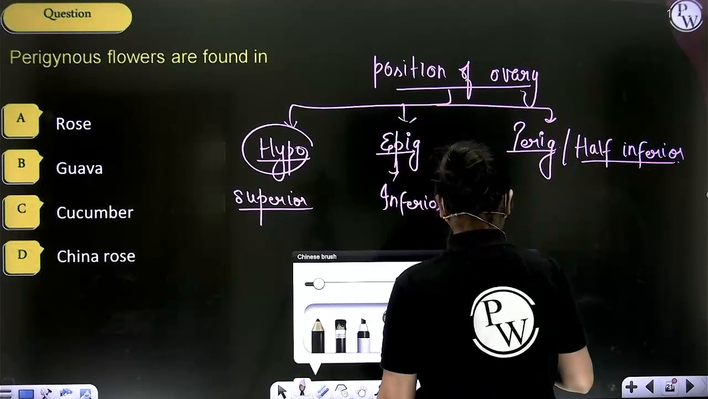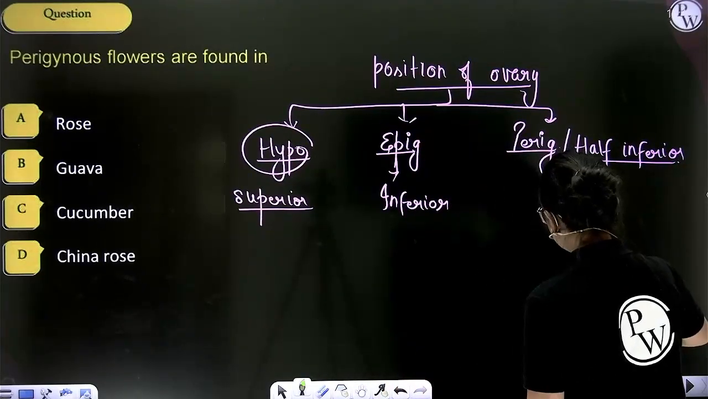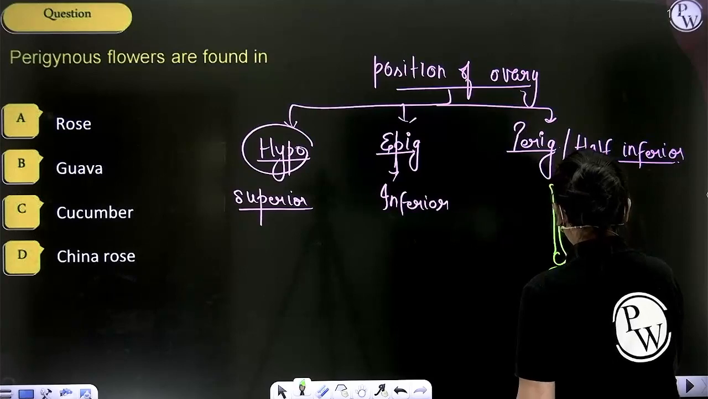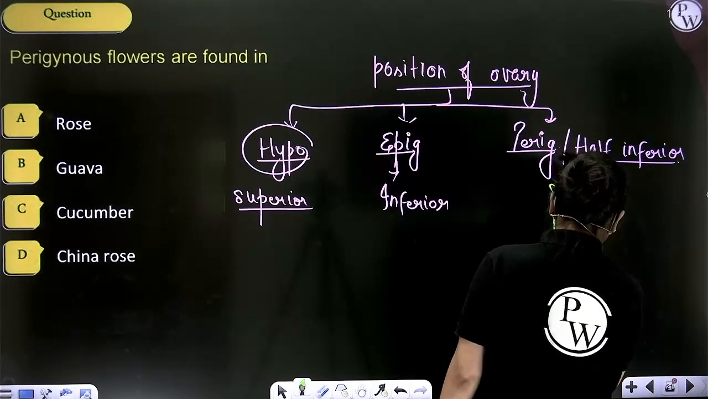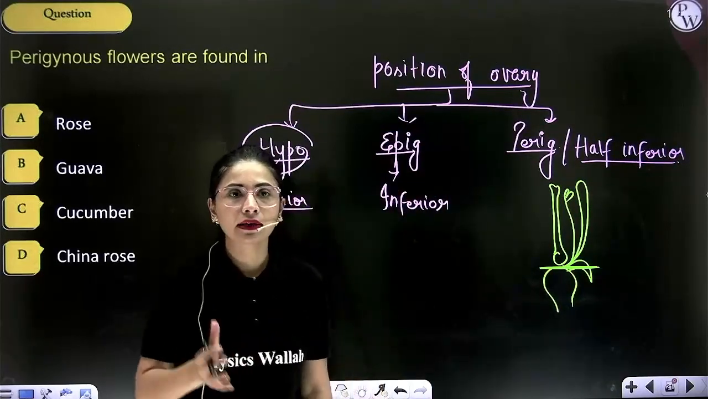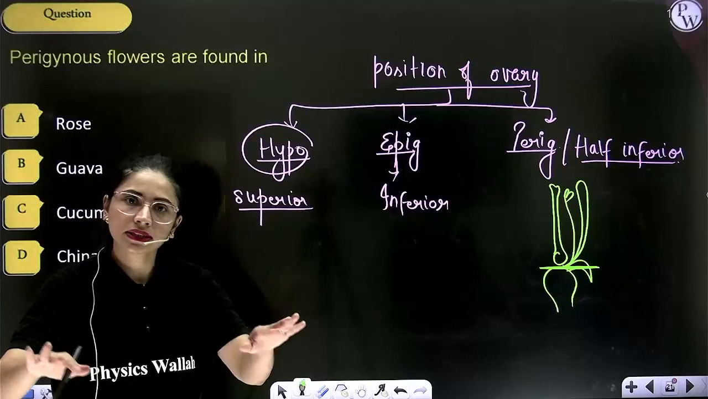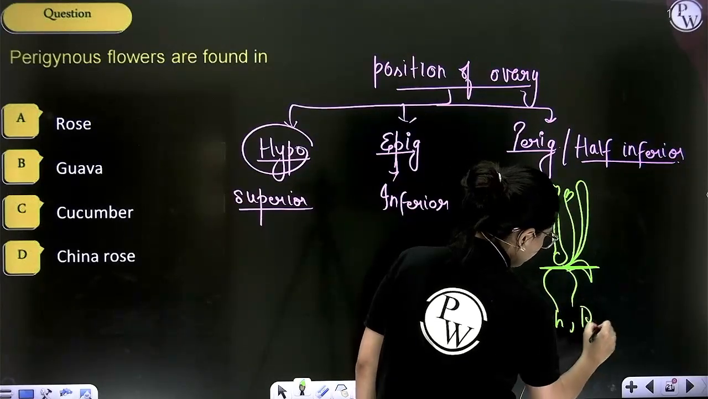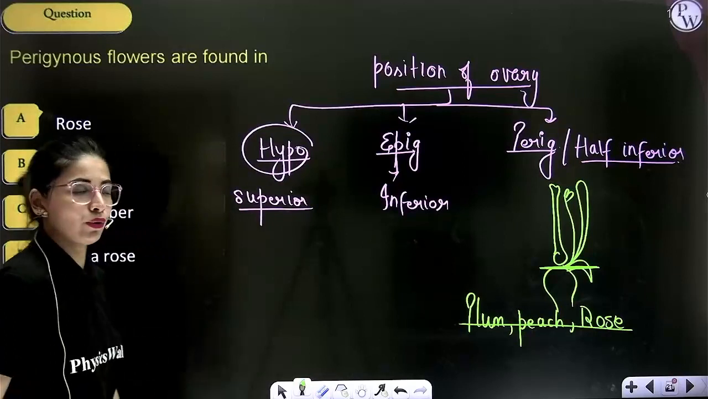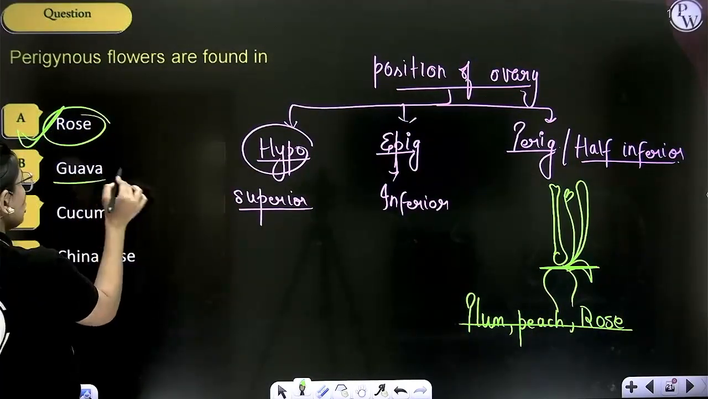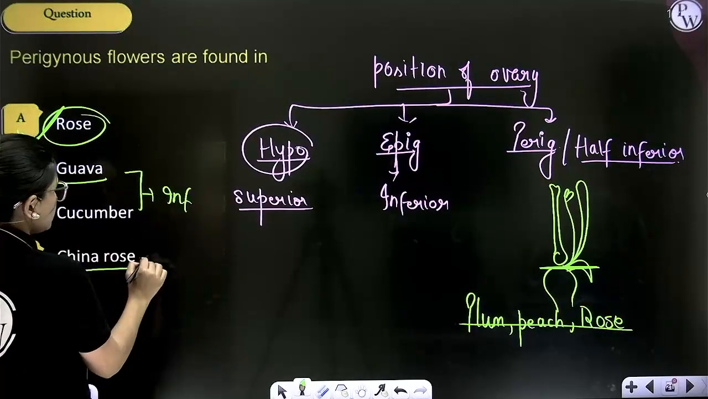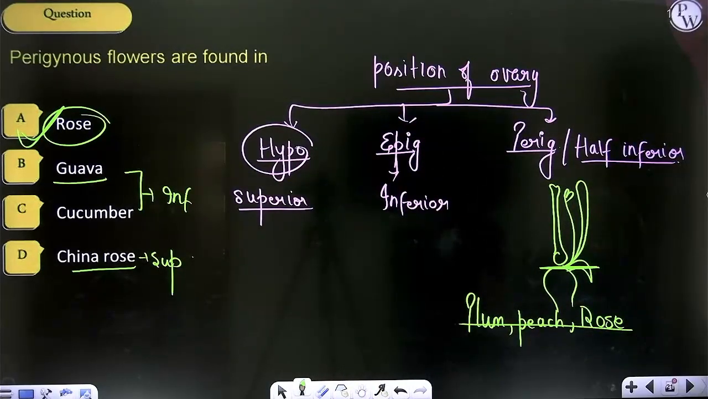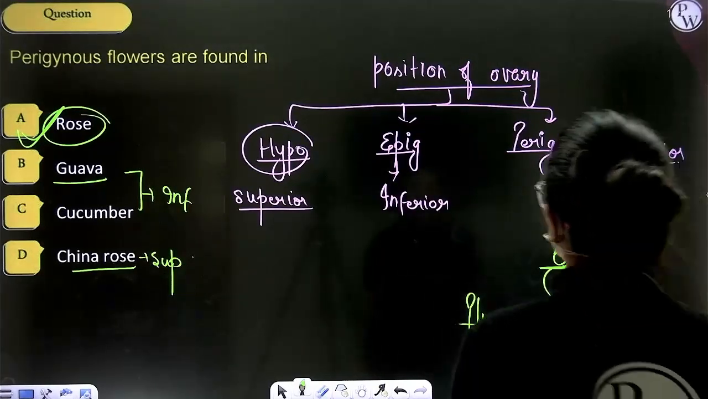That means this is the thalamus, right? And such that all the whorls are arising from the same level, such that neither ovary is superior nor inferior. Same level, correct? Only three examples you have to remember: plum, peach, and rose. So what is the example? Rose. As guava and cucumber, they are having inferior ovary, and China rose is having superior ovary. Check, everyone, just go through the question and make sure you have understood it well. Any confusion, any doubts, you can ask me.